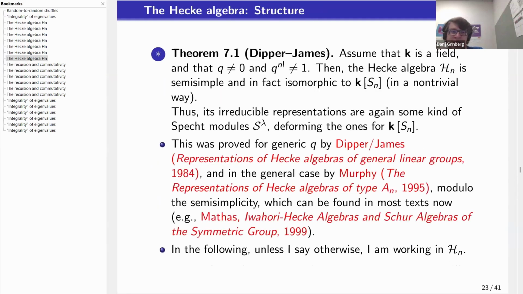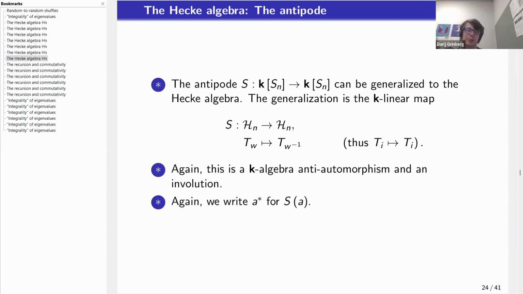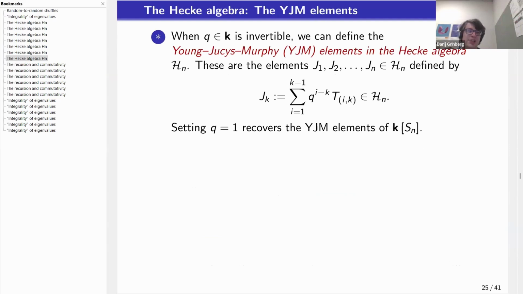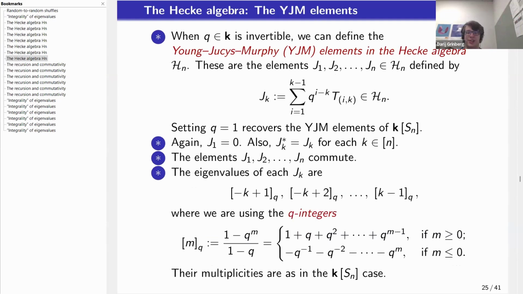And still, it has a nice structure theory, at least when Q is not a root of unity and not zero. It still has an antipode that takes permutations to their inverses. It still has Young-Jucys-Murphy elements. Their eigenvalues are still nice, but instead of the integers, you get the Q-integers.